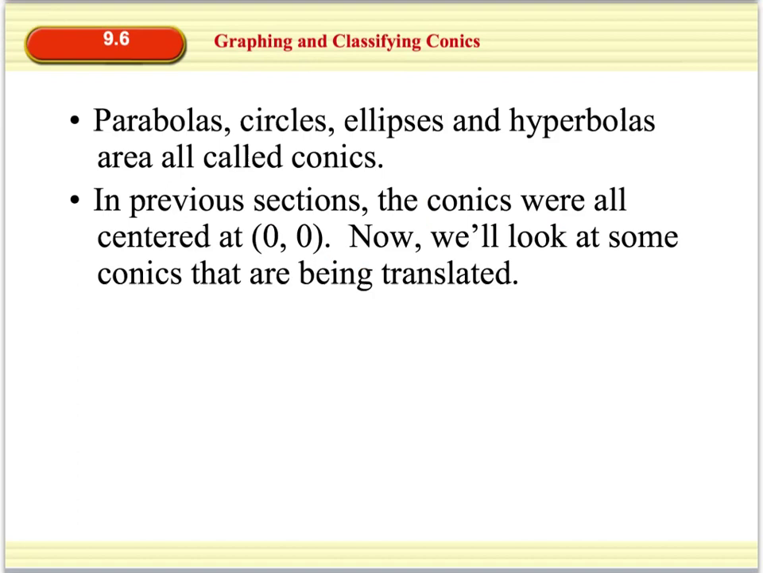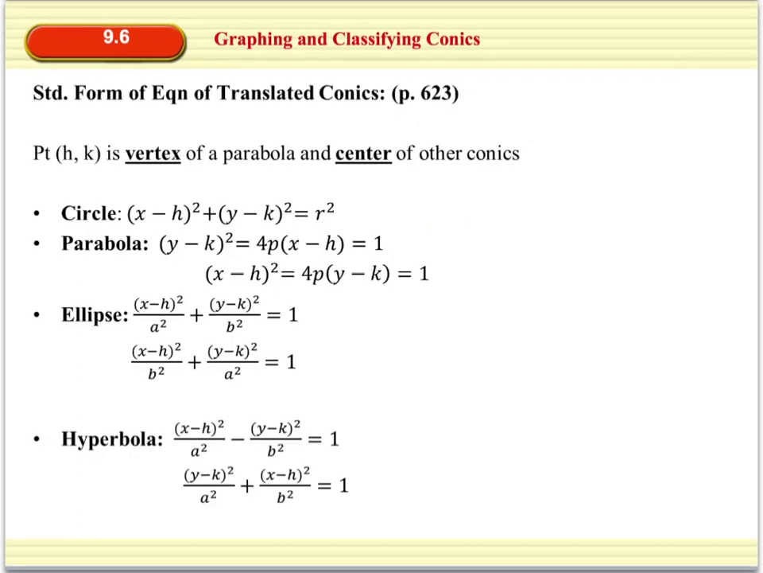Now everything that we've dealt with so far in the previous sections had the conics located or centered at the origin, or 0, 0. In 10.6 we're going to look at some conics that are not centered at 0, 0, but rather have been translated. Now in your book on page 623 you have a table that lists out the standard form of equations of translated conics. I've typed it up for you to look at here, but it may be easier for you to have your book open to page 623.